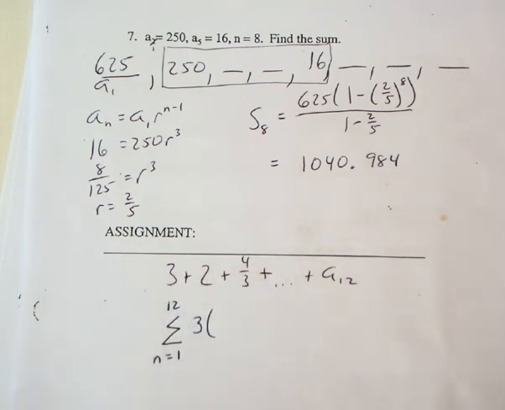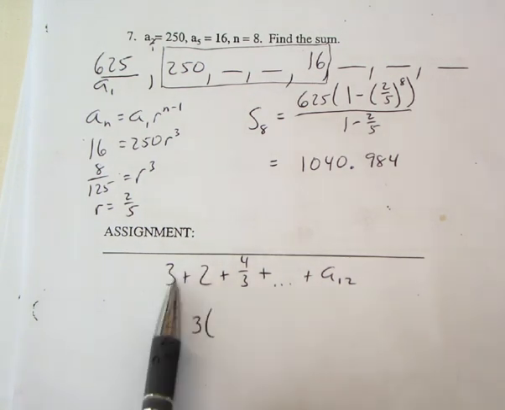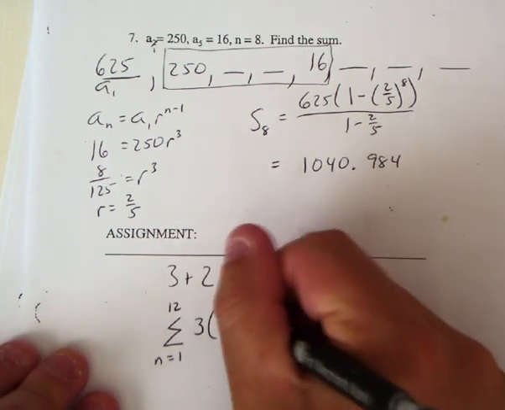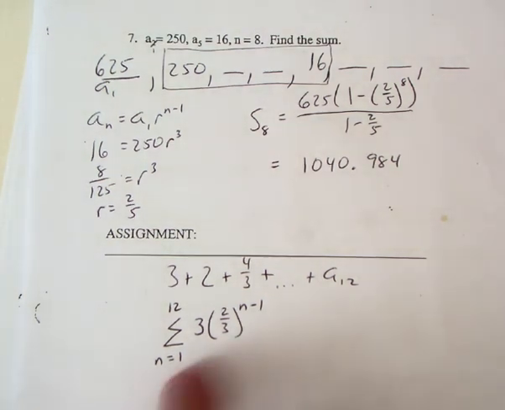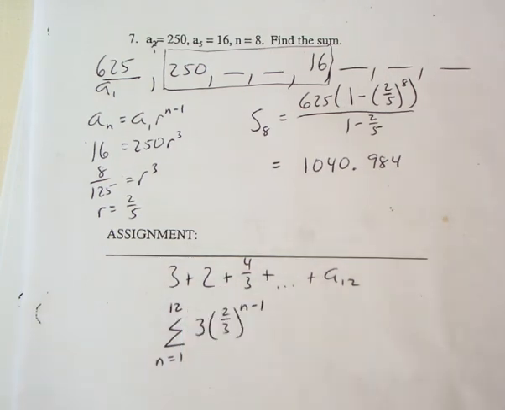And if you're struggling to find that, just take the second term divided by the first term, and that'll find your ratio. So 2 divided by 3 is 2/3. And then to the n minus 1. And there it is. And you could verify that. Like if you plug 1 in for n, you should get 3. If you plug 2 in for n, you should get 2, and so on. So you can kind of check your work there.